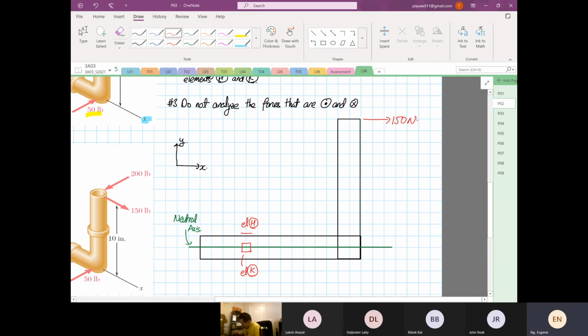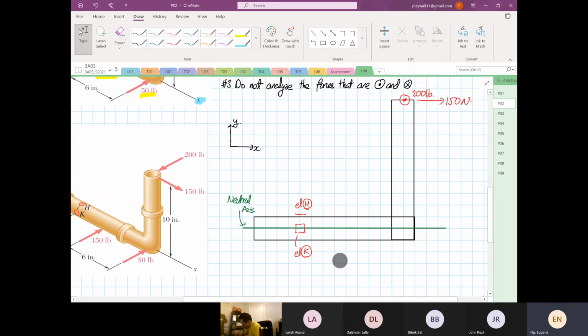So you have 150 over here, and then you have 200 coming towards us, which is a dot. If you look at the arrow, it's coming towards us, it's a dot. And then you have 50 pounds over here, and you have another 150. You have 150 pounds over here. Okay, so that's how your loading condition looks like now.